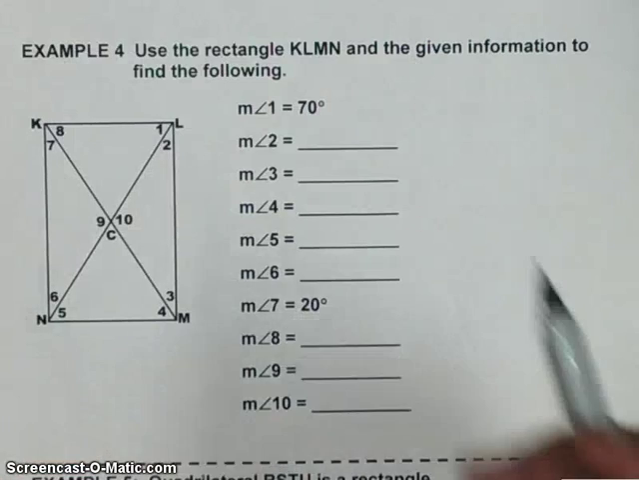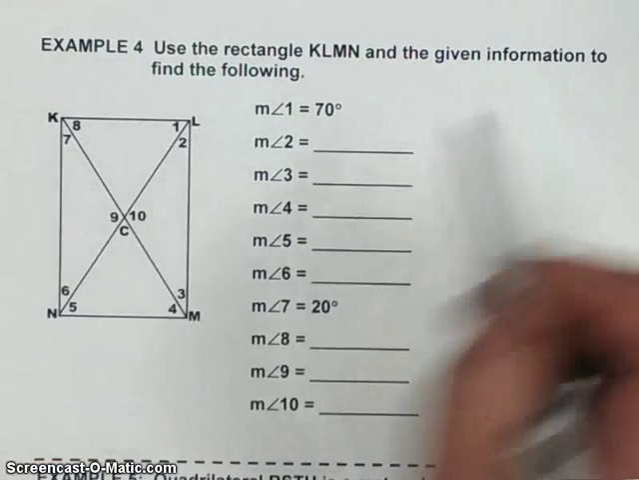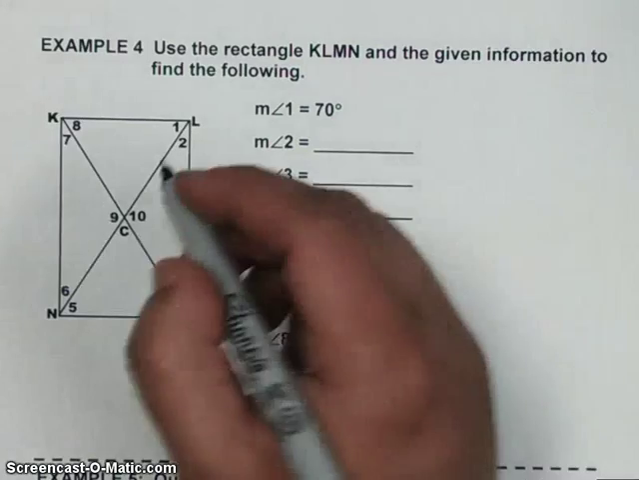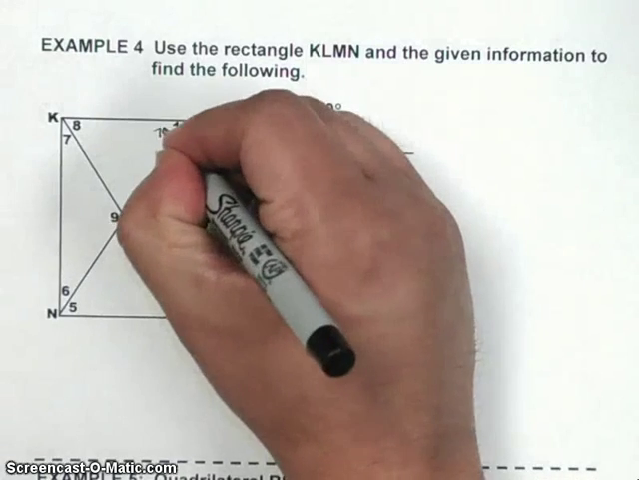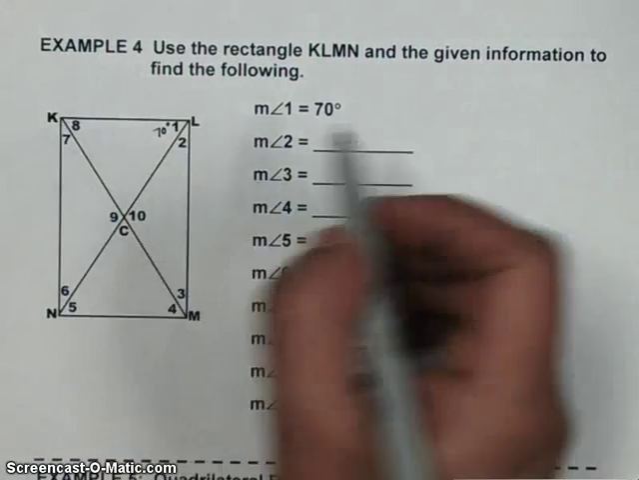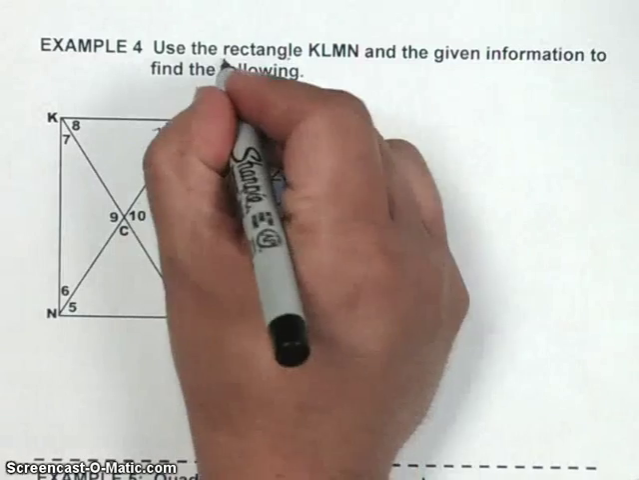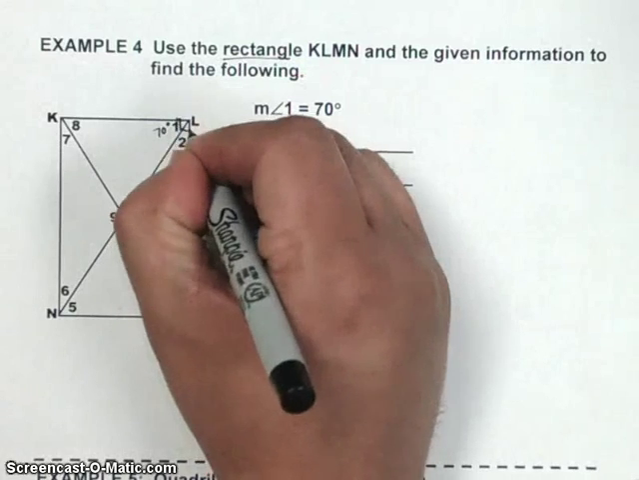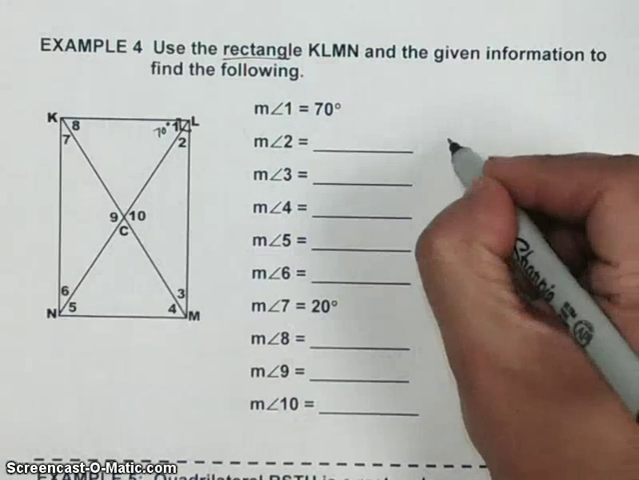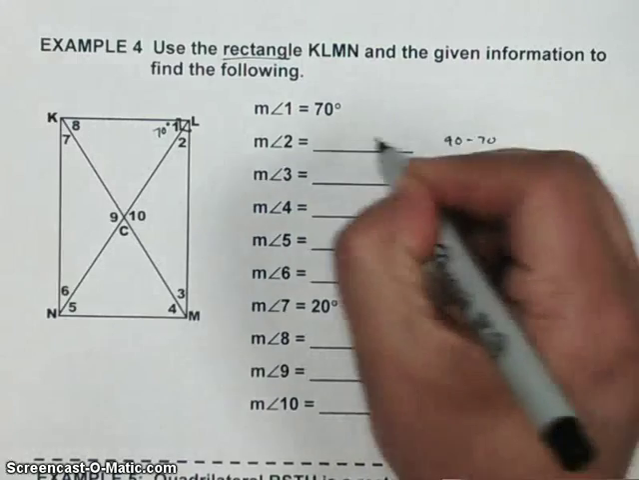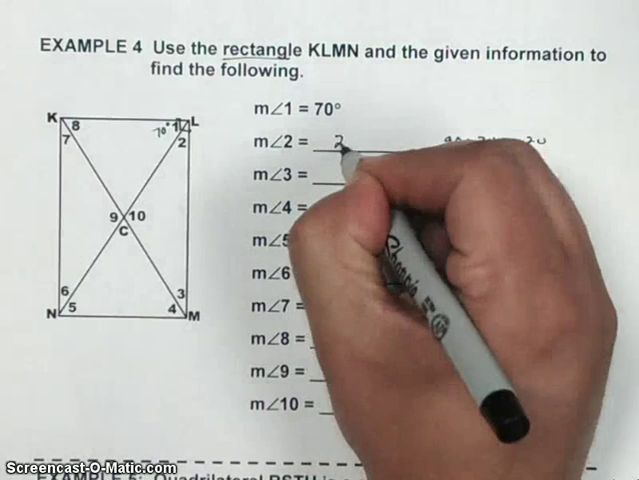Right. Okay, now we're going to do some stuff with the angles. Rectangle, we got to find the given information. I know angle 1 is 70 degrees. Okay, because it is a rectangle, that means this angle here is 90 degrees. So for angle 2, 90 minus 70 is going to give me 20. So I know angle 2 is 20 degrees.